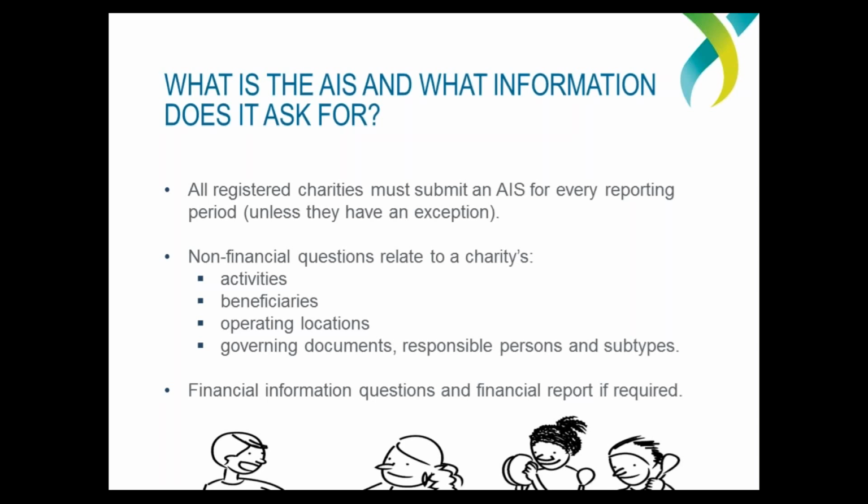And also it asks about your governing documents, responsible persons and subtypes. And that's the key information about your charity and who is in charge. So the AIS will just ask you to confirm that all that information is up to date.